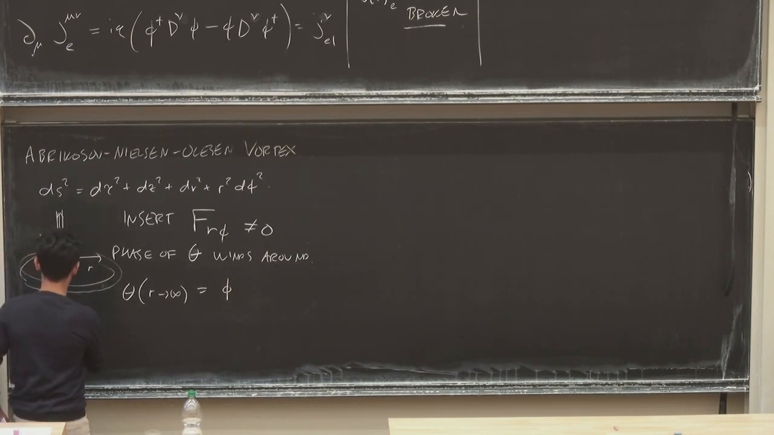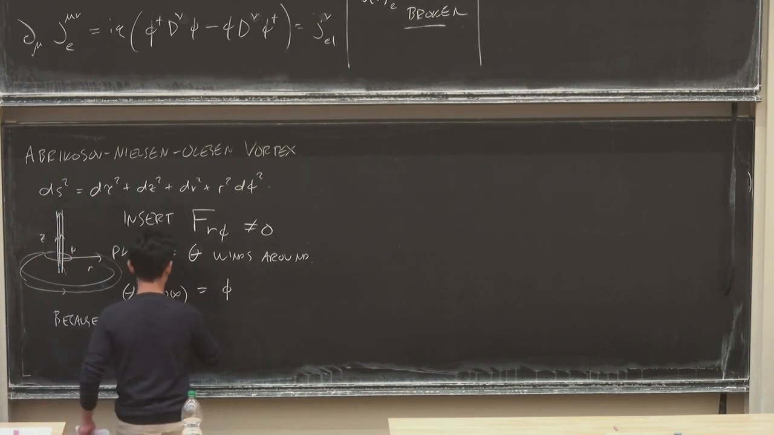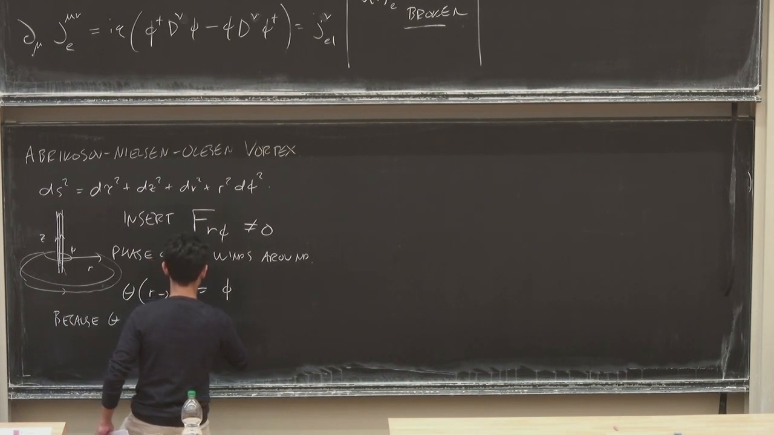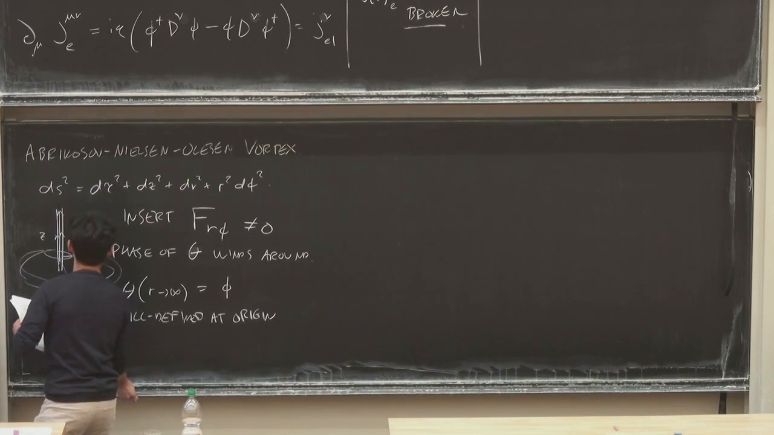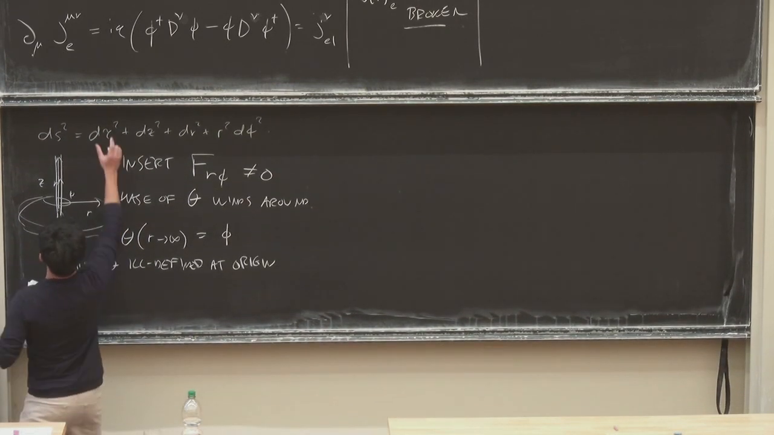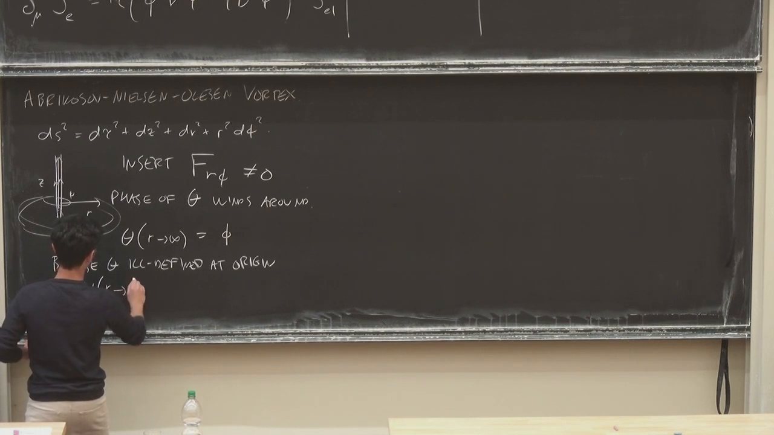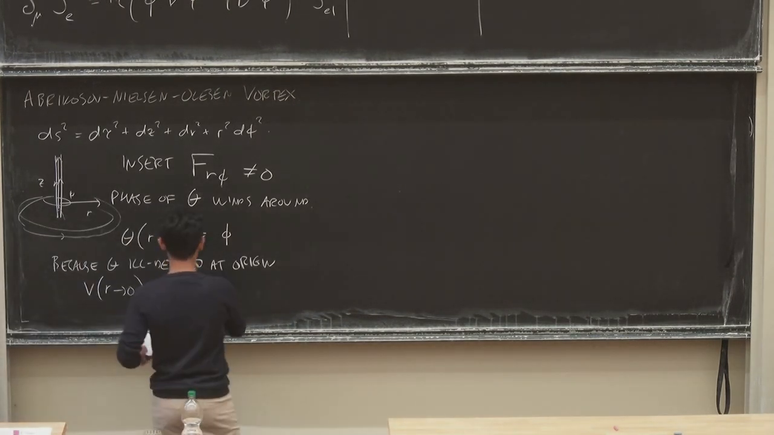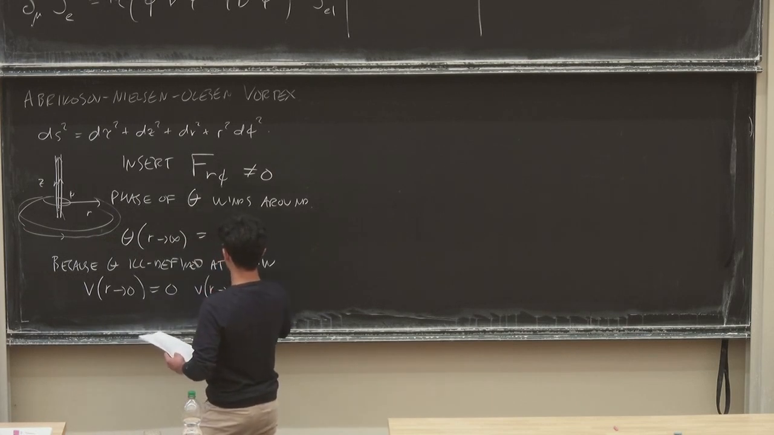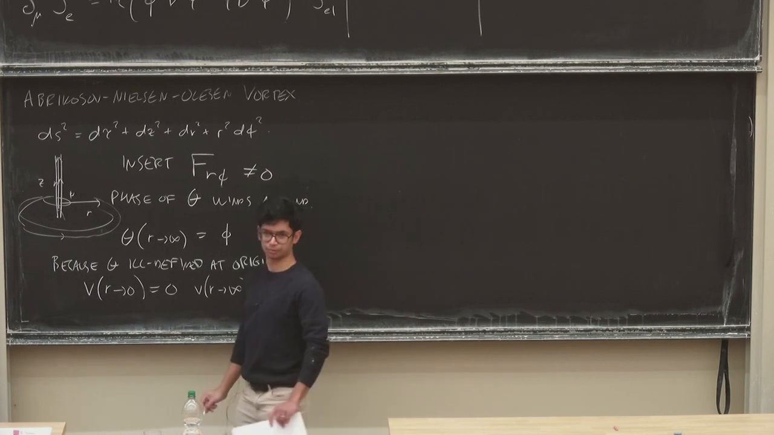So because θ is ill-defined at the origin, what we need is that v at the origin, the magnitude of the scalar field, must go to 0. And also what you need is that v very far away from the vortex goes to its background value. Okay?